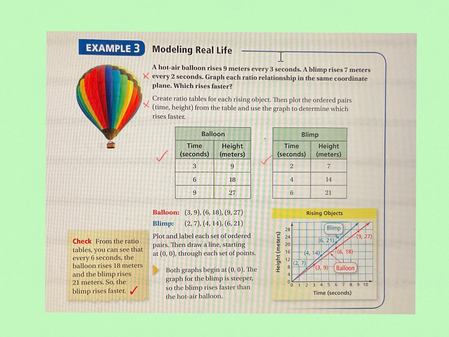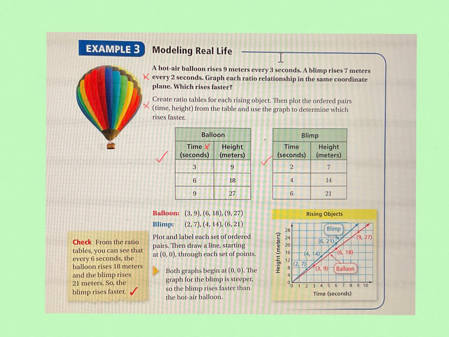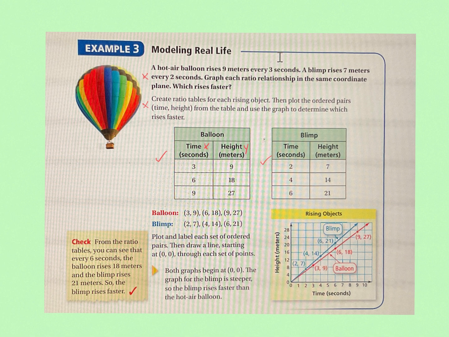As I'm looking at this, my time in seconds is always on my x-axis, and then my height in meters will be on my y-axis. Same thing over here, and same thing over here. Now, I just need to simply list out this, so please copy this down with all my coordinates. I've got 3, 9, 6, 18, 9, 27 for my balloon. So I'm going to start off with putting that down first. Take a minute to pause it so that you can write out all the information on your coordinate plane.